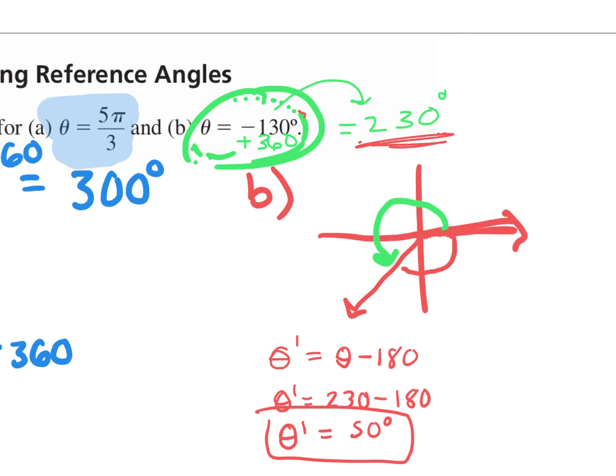Our question gave us degrees, so our answer has to be in degrees. We don't have to convert this to radians or anything. We'll just leave our answer in degrees. Is it positive and acute? Yep, so we're good.